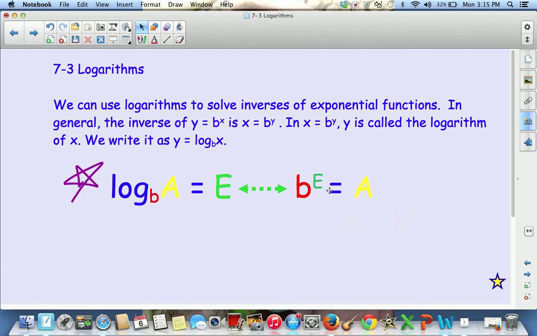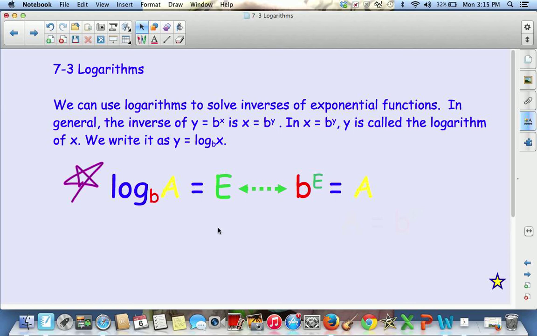And how I remember it is I always remember base b, base is below, so it's that little number right here. E, I remember, is the exponent. This equals the exponent as it does up here. See how it equals the exponent? And then a is just the answer to that exponent problem.